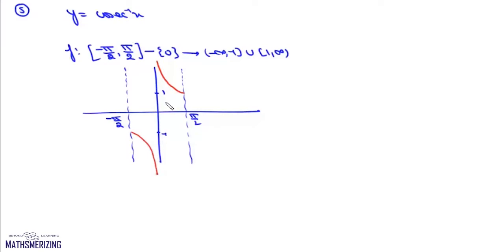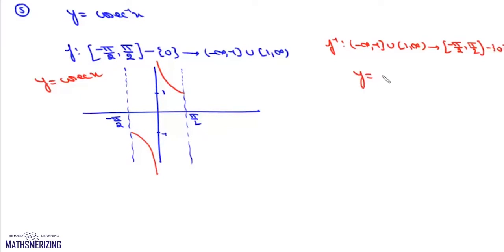So that is the graph of y equals cosec x in the interval minus pi by 2 to plus pi by 2 except 0, and its range is from minus infinite to minus 1 union 1 to infinite. We'll define this function f inverse from minus infinite to minus 1 union 1 to infinite to minus pi by 2 to plus pi by 2 except 0, and it'll be y equals cosec inverse of x. Now we'll have to draw this graph.